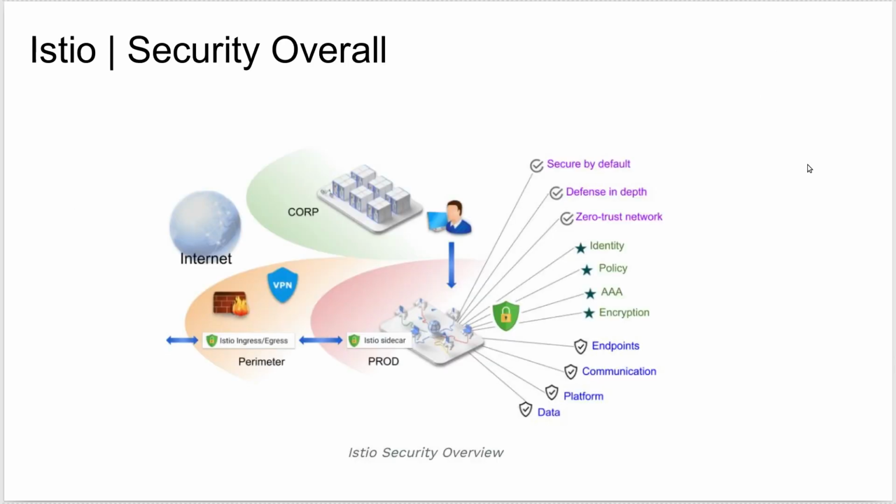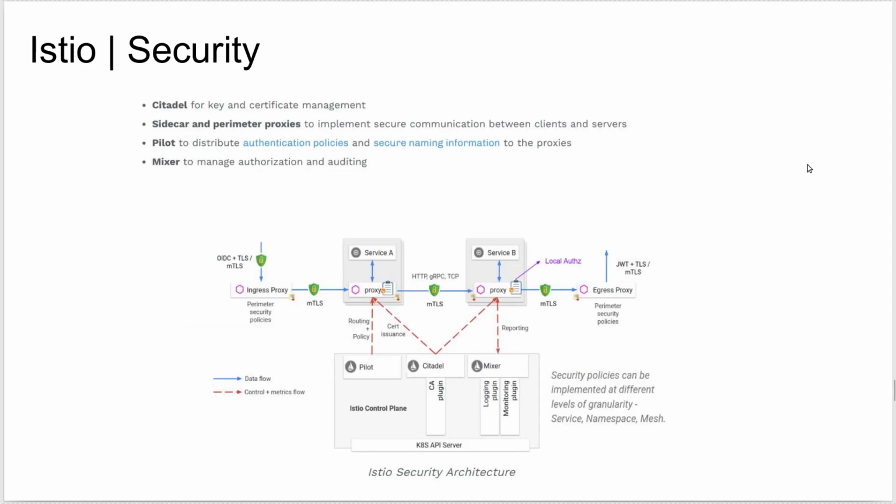Here's a very, very overall view of Istio, but pretty much you have the ingress and egress on Istio, where the things get in and get out. You're going to have your firewall, your VPNs, but there's also security on every Istio sidecar with Envoy. So we have identity, we have policy, we have AAA, we have encryption, we have TLS on everything.